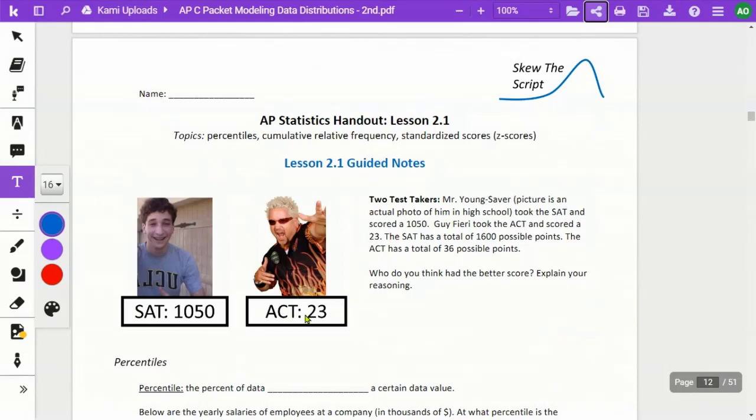Anyways, so Guy Fieri took the ACT and scored 23. The SAT has 1,600 possible points. The ACT has a total of 36 possible points. Who do you think had the better score? Explain your reasoning, and I will pick the quieter table and the table with phones out to share. So the quietest table will share their answer.